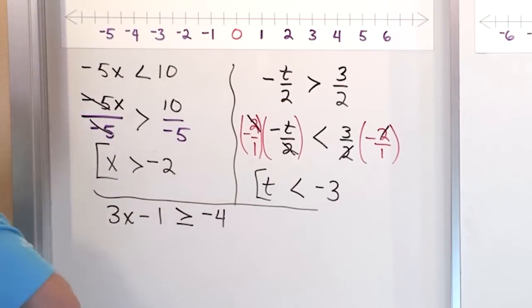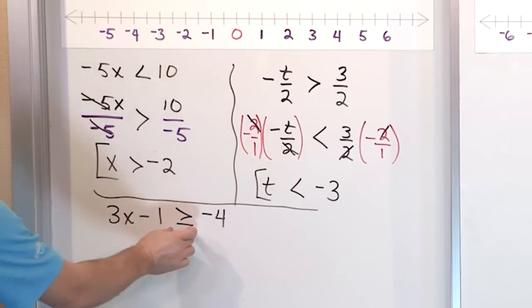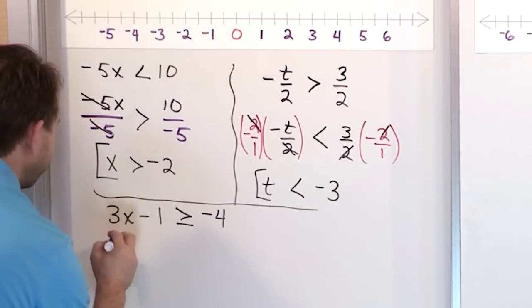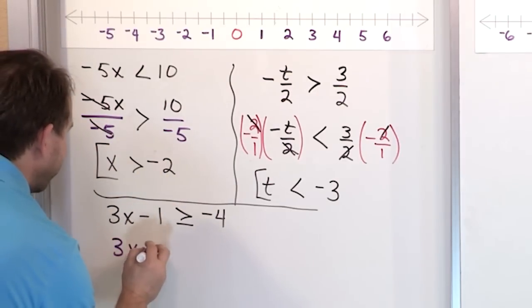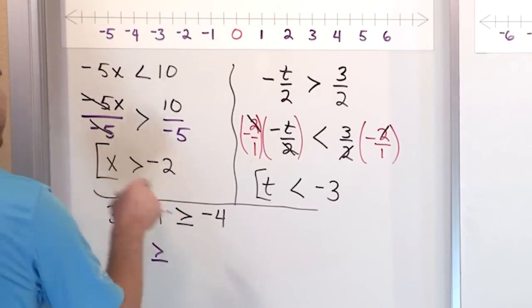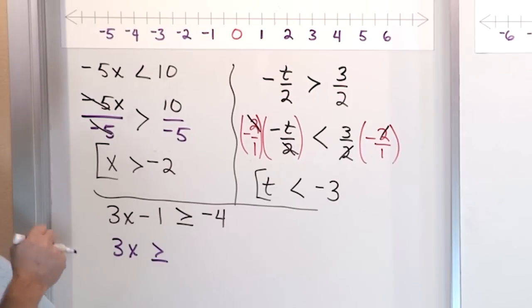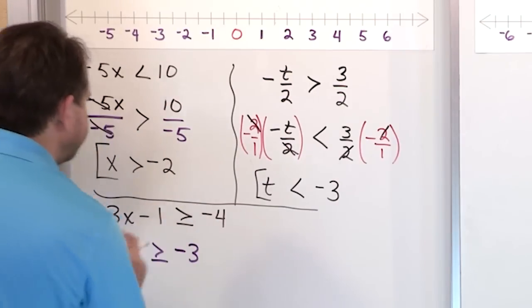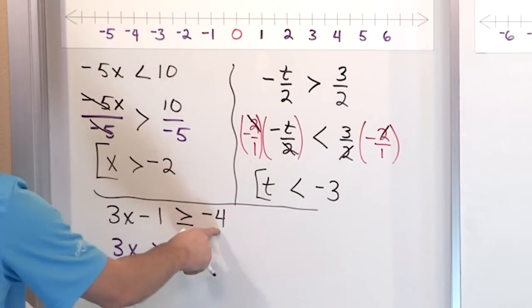So what we do now is we say, what do we have to do first? If this were an equal sign, we would get rid of the 1, so we would add 1. So it would be 3x greater than or equal to. We add 1 to the left, we add 1 to the right. What is negative 4 plus 1? Negative 4 plus 1, negative 3 on the right. Make sure you understand, add 1, add 1.